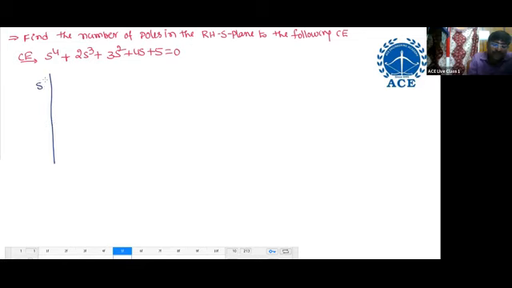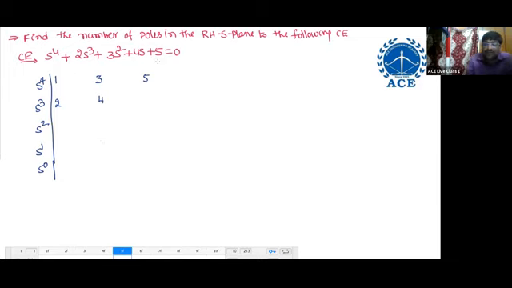Characteristic equation. Come on, write it. This is S power 4, S cube, S square, S power 1, S power 0. So then 1, next alternate 3, next alternate 5; next 2, alternate 4. 2, 4.